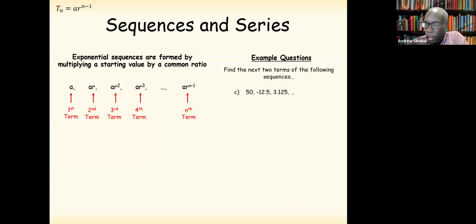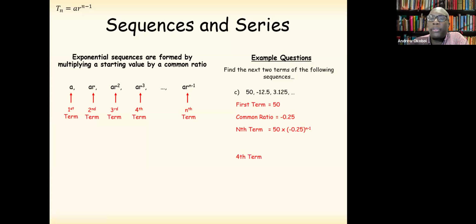Okay. Again, we know the first term here is 50. So our A is 50. We get our R by taking minus 12.5 and dividing it by 50. So we have a common ratio of minus 0.25. And then our nth term, we're just going to plug those values into our formula. So Tn is equal to 50 times minus 0.25 to the power n minus 1. Now, once we have this formula, we're able to get the next two terms.